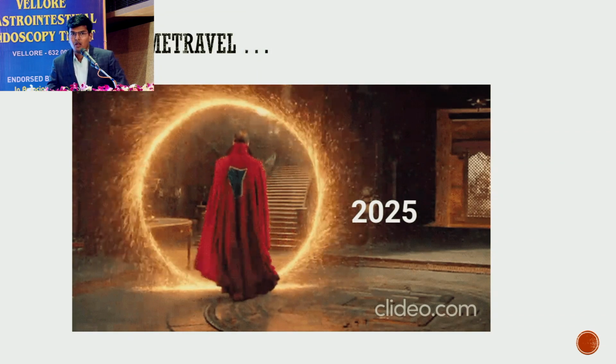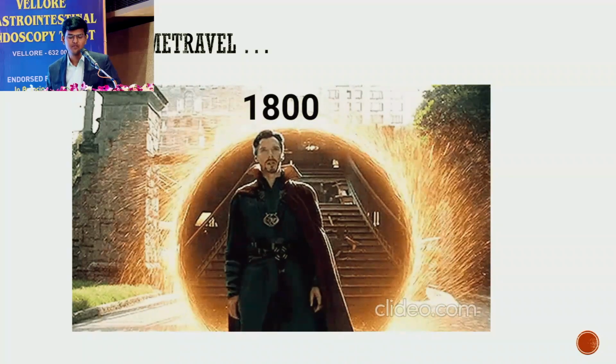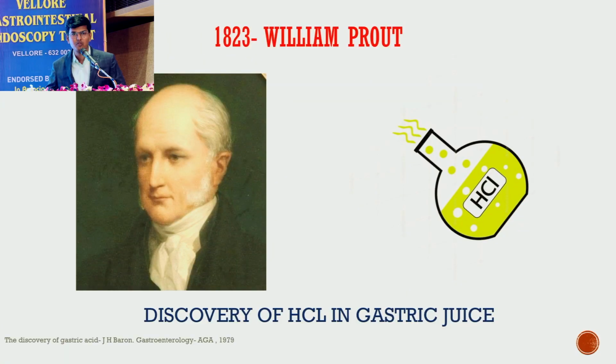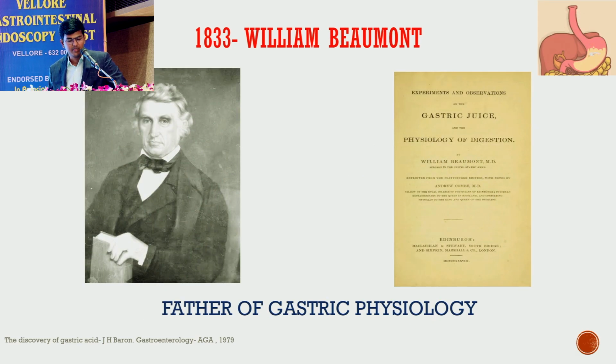To look into this evolution, we have to jump back to the 18th century. Initially, many physicians and scientists thought that gastric acid contained lactic acid, before 1823. In 1823, William Prout discovered that gastric juice contains mostly HCl, which is helpful in digestion. Then in 1833, William Beaumont, father of gastric physiology, studied the physiology of digestion and the role of HCl in the digestive process.